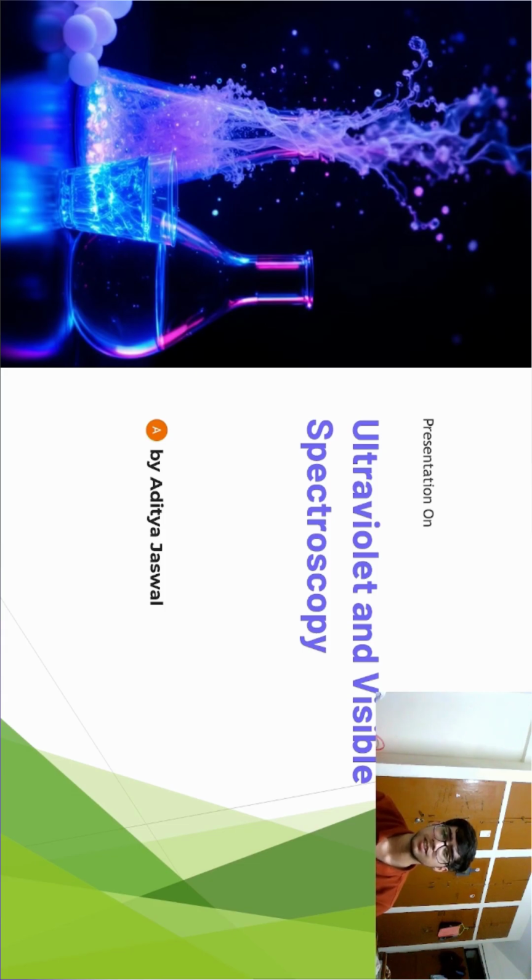I'm going to give a presentation on UV visible spectroscopy. So let's get started. First of all, let's understand the meaning of UV visible spectroscopy. Ultraviolet and visible spectroscopy are powerful analytical techniques that provide valuable insights into the structure and composition of molecules by studying their absorption and emission of light.